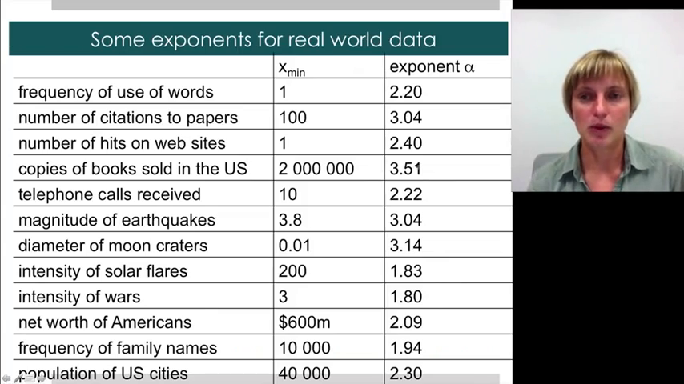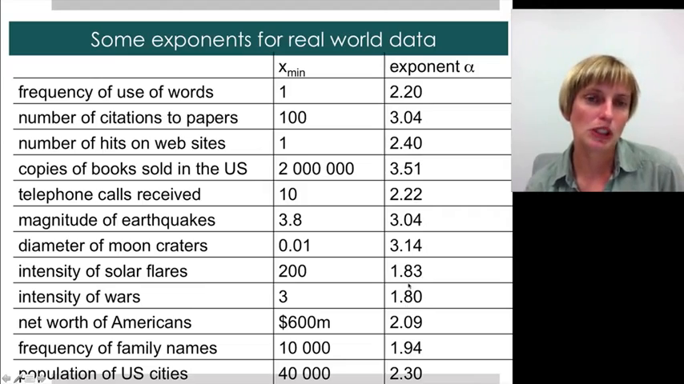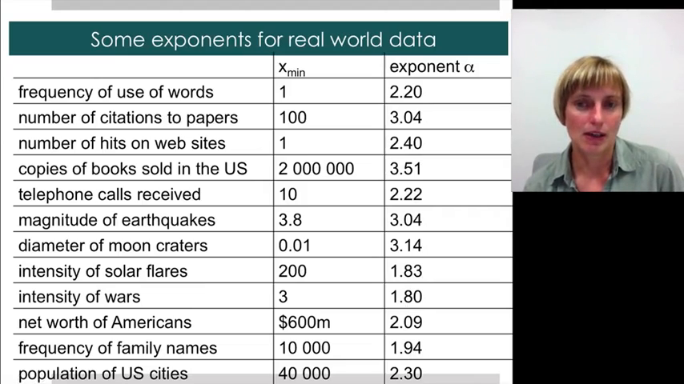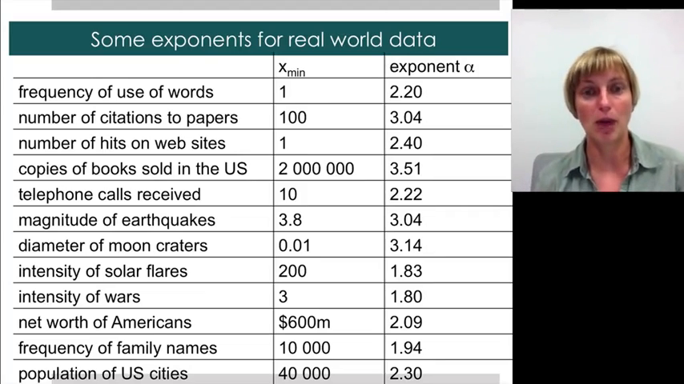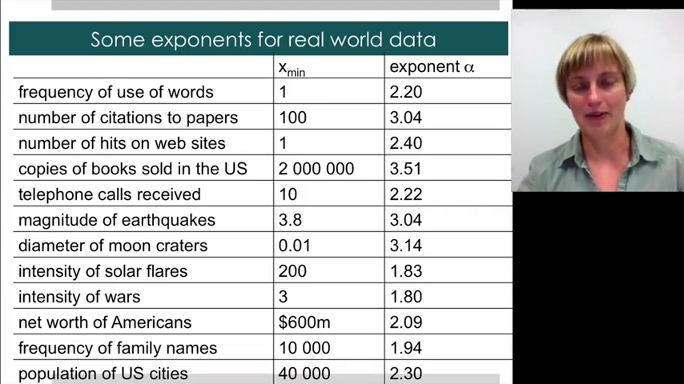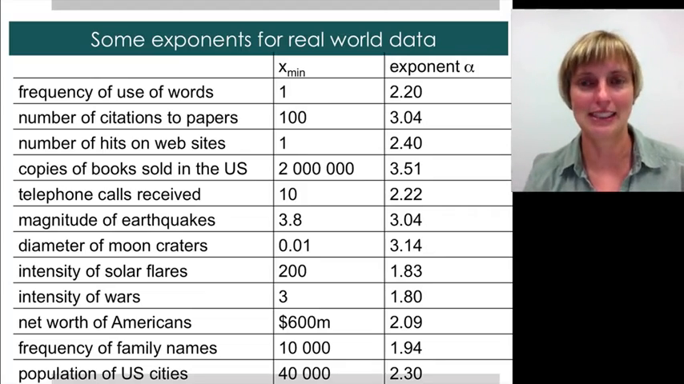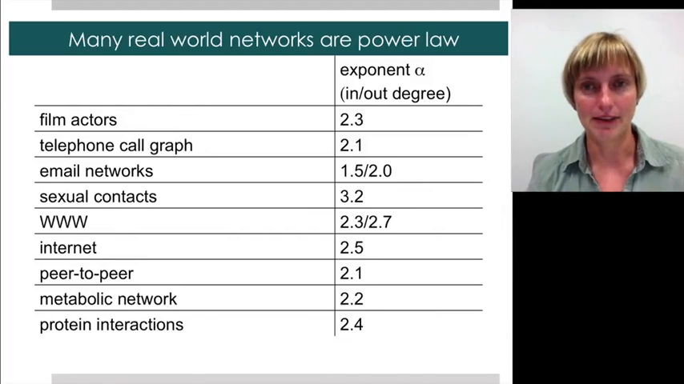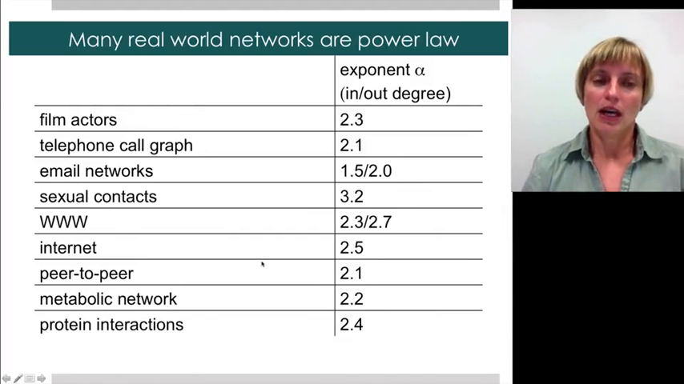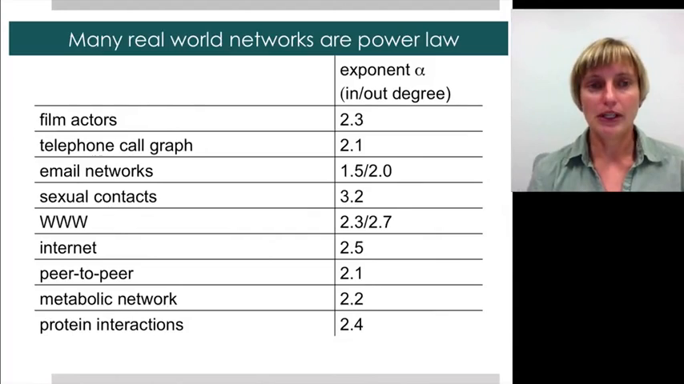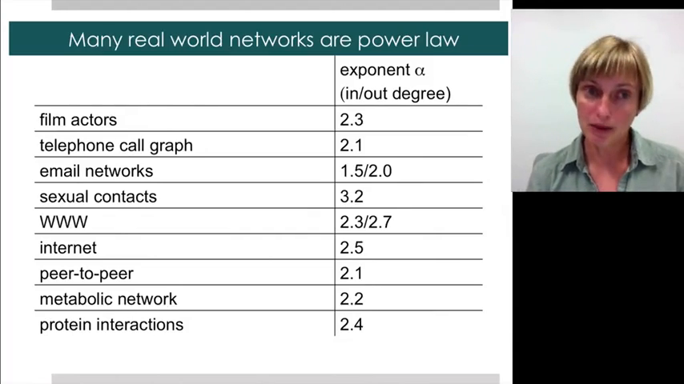You can see that most of them tend to be between 2 and 3, but some drop a little bit below 2. Now this is weird because these distributions would have kind of infinite variance. So most likely they have a drop off. The power law can't extend indefinitely. So those were different data sets that weren't networks. Many real-world networks are power law.